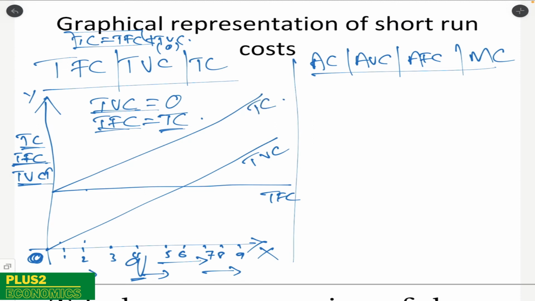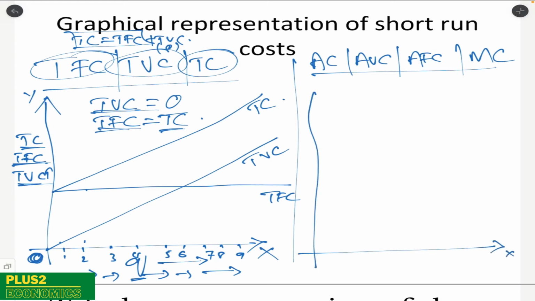So we get the TC curve here. So this is the TC curve. TC curve is also a positively sloping curve. It means that as we increase the production, TC also increases. So this is how we represent TFC, TVC and TC. Now let's come to the average cost curves. Again, let us have the axis, the y-axis and the x-axis.